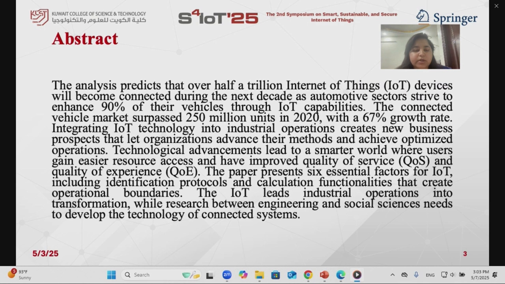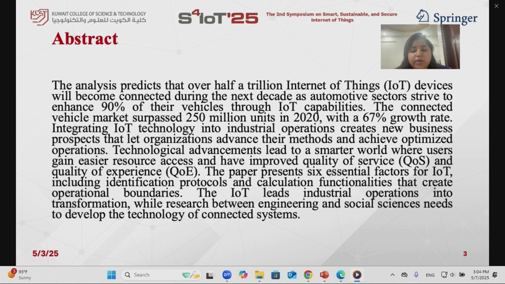The contents show first the abstract, then the introduction and other parts. Next we show the abstract of this paper. The analysis predicts that over half a trillion Internet of Things devices will become connected during the next decade, as the automotive sector strives to enhance 90% of their vehicles through IoT capabilities. And we can say that the vehicle market surpassed 250 million units in 2020 with a 67% growth rate.